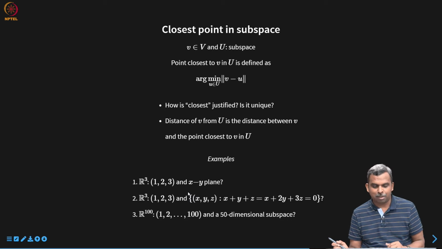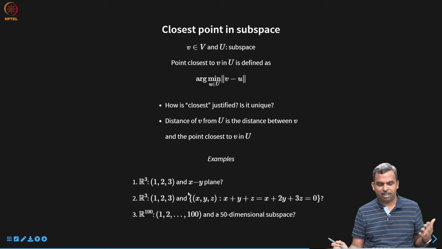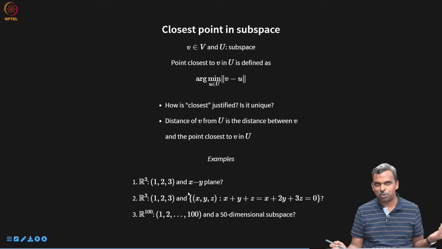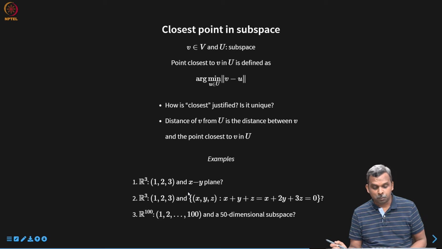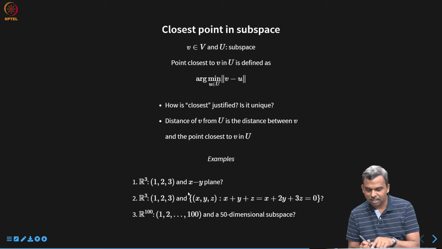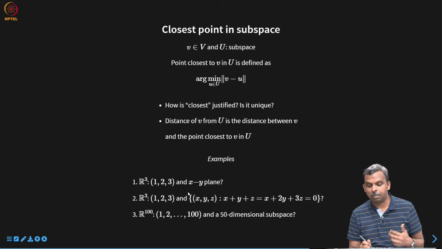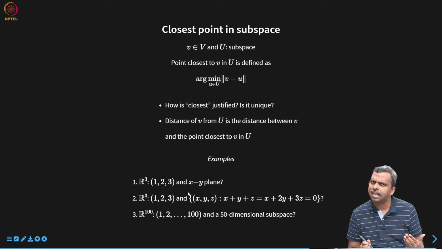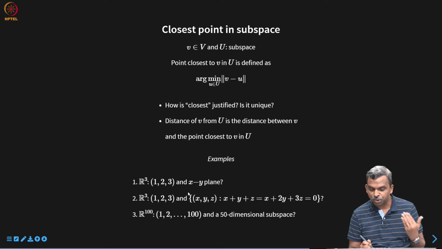So let's look at a few examples, and this time let's go to 3 dimensions. Previously it was 2 dimensions, maybe it was too trivial. So here is a point (1, 2, 3) and the xy plane. Again I've done (1, 2, 3) and a line in 3-dimensional space. That actually defines a line: x plus 2y plus 3z equals 0. Why does that define a line? By now you should know this.